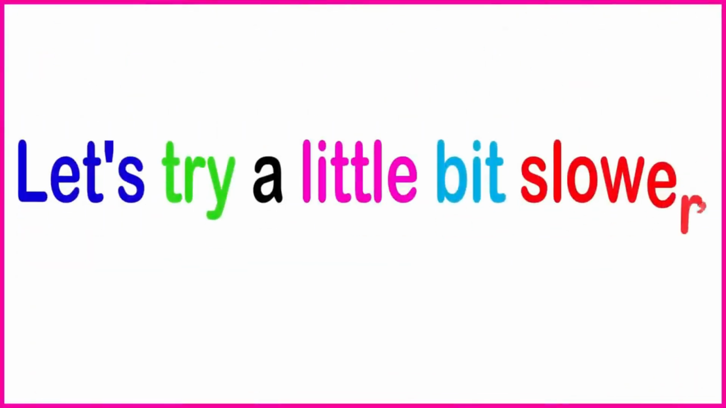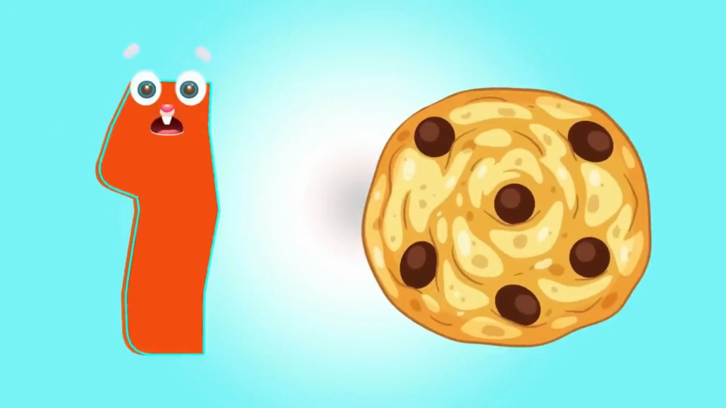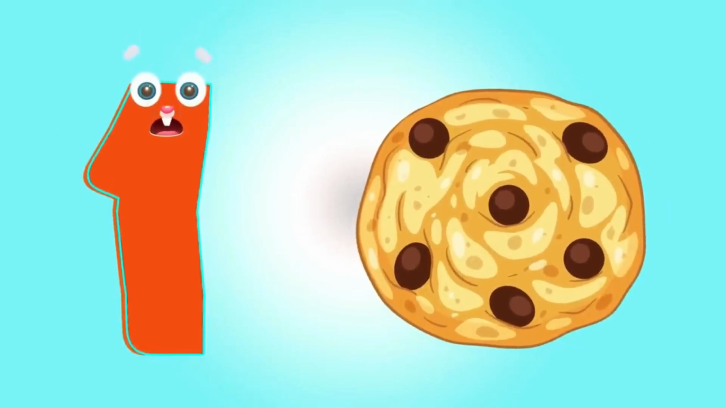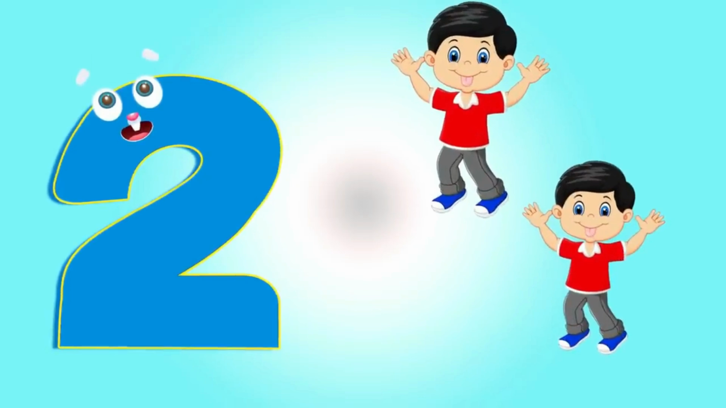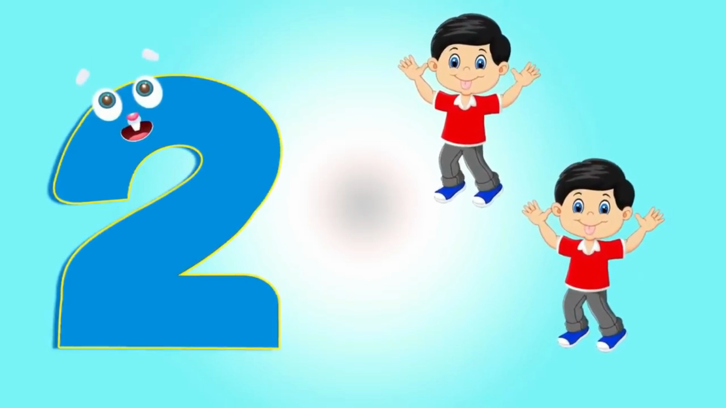Let's try a little bit slower. This is number 1. There is one cookie. So delicious. This is number 2 here. There are 2 kids. 1 and 2.